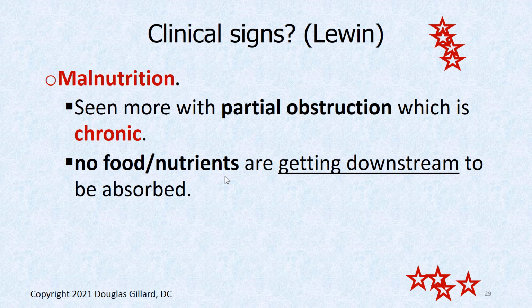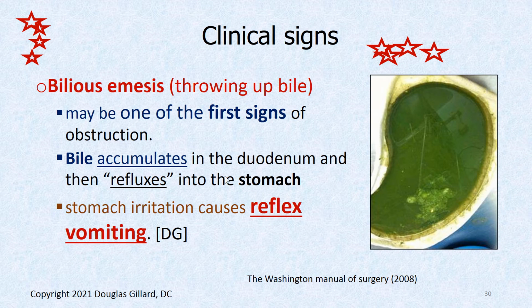Malnutrition, I said, is probably more with a partial obstruction where you don't have to go right into the ER. You're still getting some water flowing downstream, but a lot of your calories aren't getting through because of the blockage. The bacteria are eating all your food. Emesis, we said throwing up, but it could be so bad that you throw up a green bile. So that could be the first sign, in fact, of obstruction.